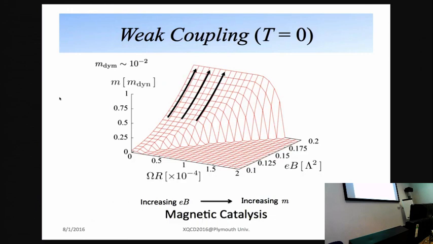The first is the weak coupling case at zero temperature. These three arrows mean that the dynamical mass is increased as the magnetic field is increased. This corresponds to magnetic catalysis. And also, if you have large rotation, then the dynamical mass is suppressed. This is quite similar to the case of finite density.